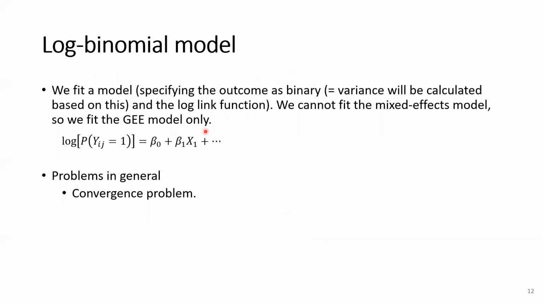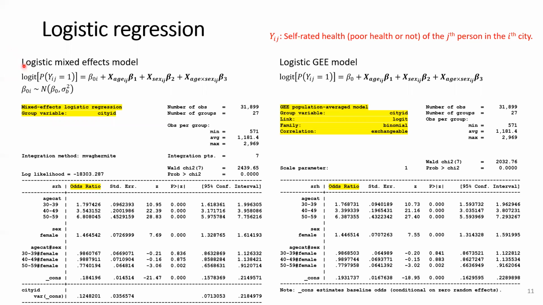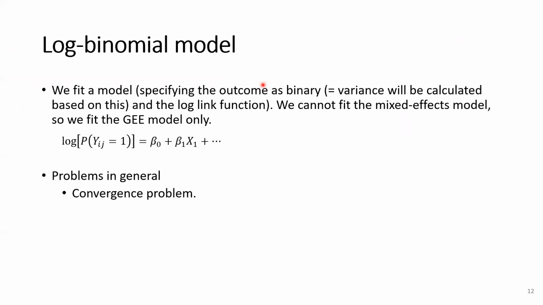So when we compare the log binomial model and the previous logistic model, this is a difference. Previously we had logit here, but instead we use log. By doing this, the exponentiated coefficient is going to be now relative risk, not odds ratio.